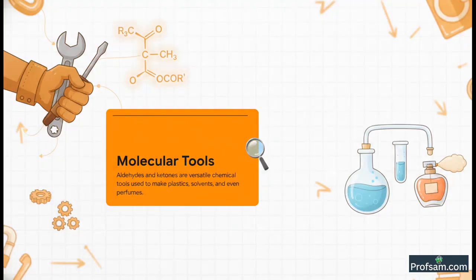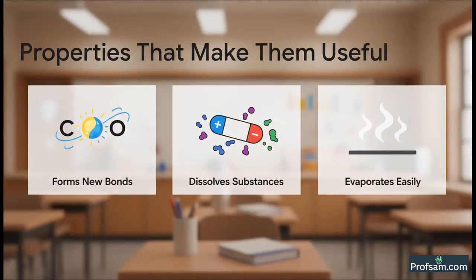At the simplest level, I want you to think of aldehydes and ketones as versatile molecular tools. Just like a mechanic has a toolbox with different spanners and screwdrivers for different jobs, chemists use these compounds for a huge range of tasks. And this versatility comes from their unique chemical structure. So, what makes these tools so special? It comes down to three key properties.